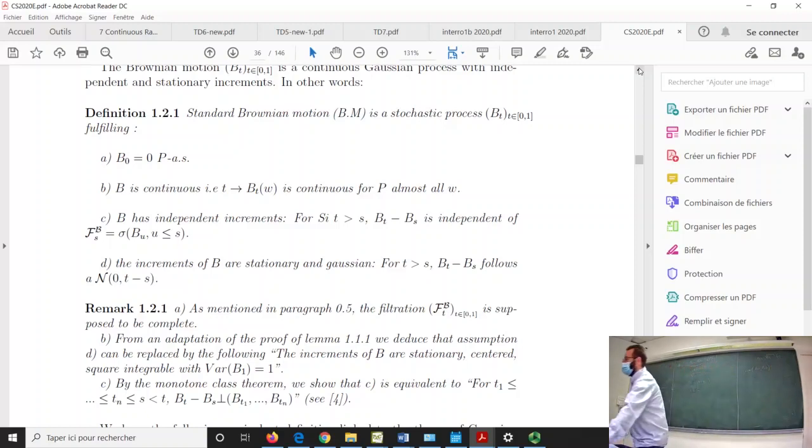what is it? What is the covariance between B_T3 and B_T2? Let's do it. First, I know that the Brownian motion is centered. So the covariance is just the expectation of the product. Okay, so how to compute it for Brownian motion?